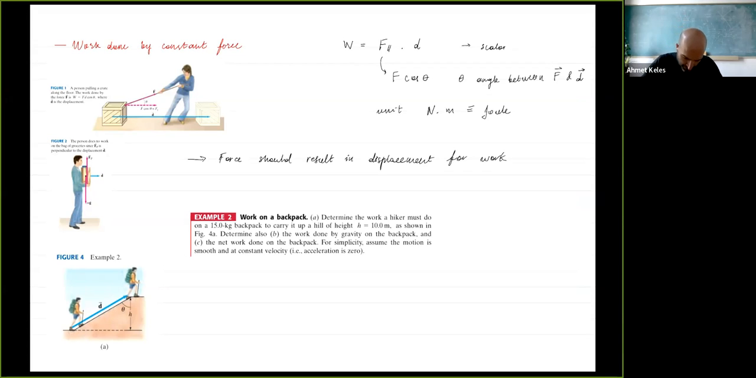Here's the example from your book. Example 2: determine the work a hiker must do on a 15.0 kilogram backpack to carry it up a hill of height h equal to 10.0 meters, as shown in the figure. The hiker is going from here to here, and only the center of mass moves. Yes, exactly. There must be a net displacement of the center of mass.